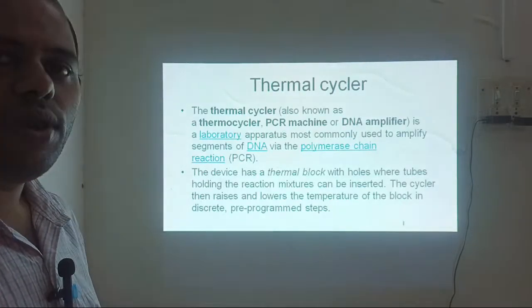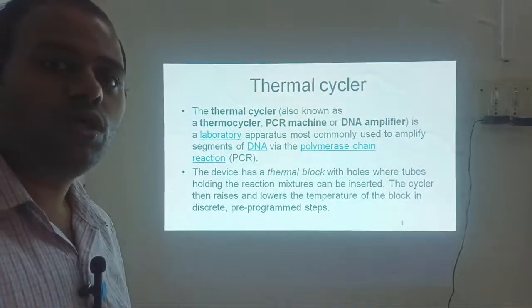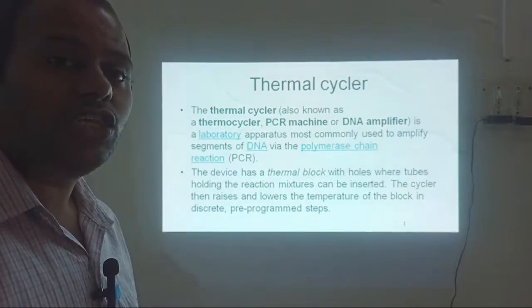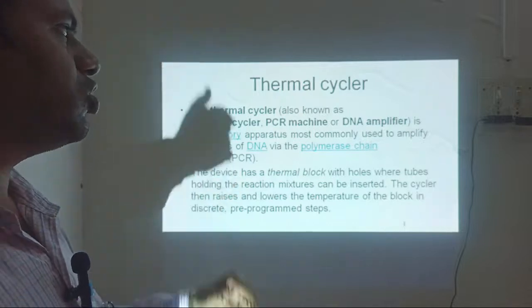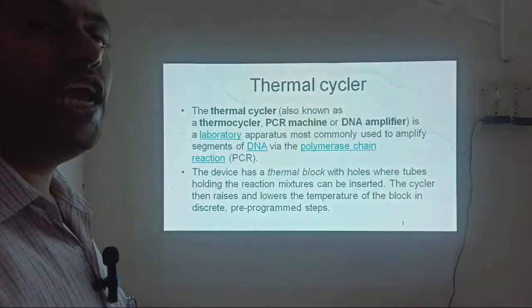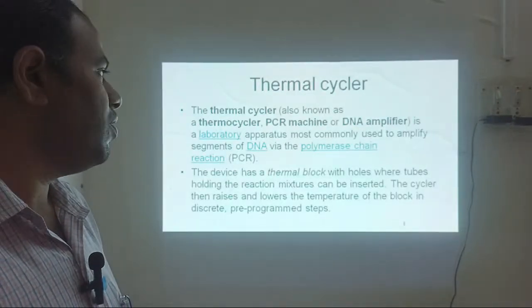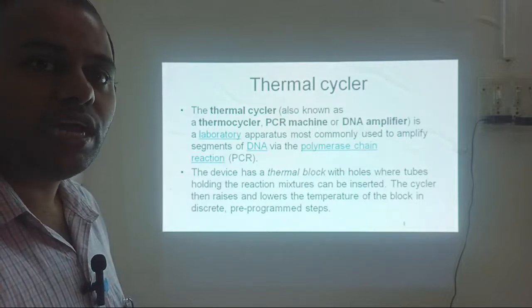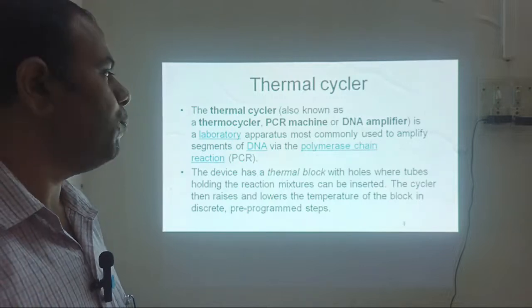Now let's see what a thermocycler is. I have explained to you the whole process of PCR. Now you know the PCR, and it has to be done in a certain machine. That machine is called a thermocycler. It is a PCR machine or DNA amplifier, a laboratory apparatus most commonly used to amplify segments of DNA via polymerase chain reaction. So you are using PCR in a thermocycler to amplify the DNA.